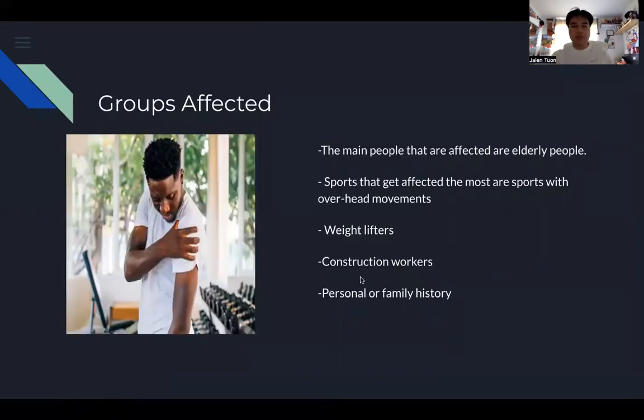So groups affected. The main people actually affected are elderly people. So like I said before, age does play a factor. Through wear and tear, you can injure your rotator cuff or get tears. On top of that, sports that get affected the most are sports with overhead movements, like I said before, weightlifters, construction workers, and it can even be due to personal or family history.